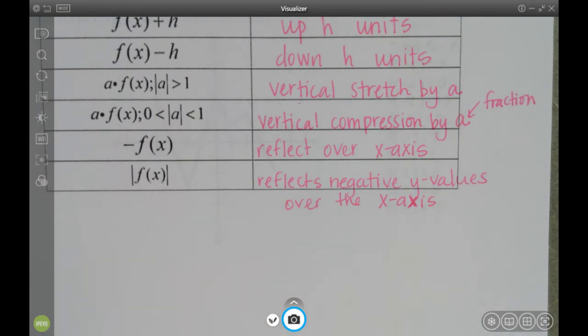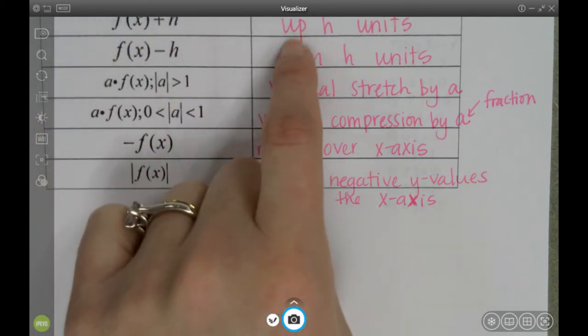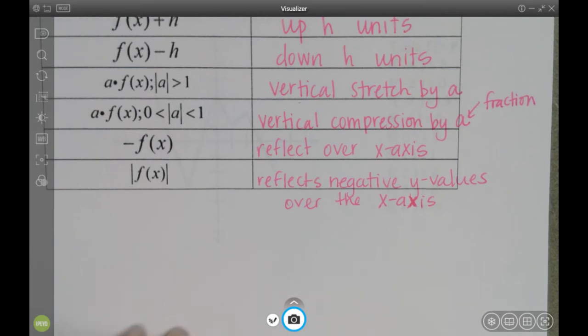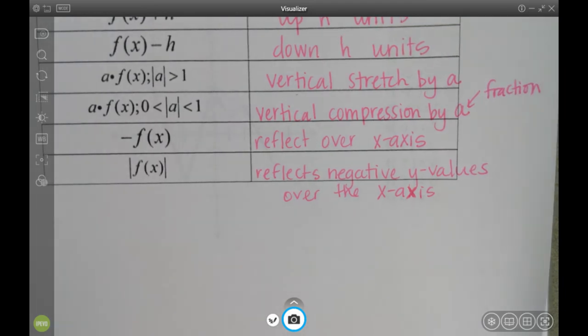Okay, so that's all your vertical transformations. That's up and down, right? Vertical is up and down. Those are very straightforward. Whatever it looks like, if it's a plus h, it's going to go up. If it's minus h, it's going to go down. Okay, the vertical ones are very straightforward. Exactly what it looks like is what you think it's going to be. So let's see if that's what happens with the horizontal.